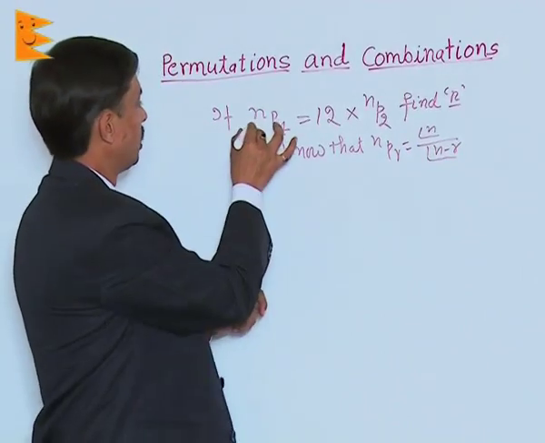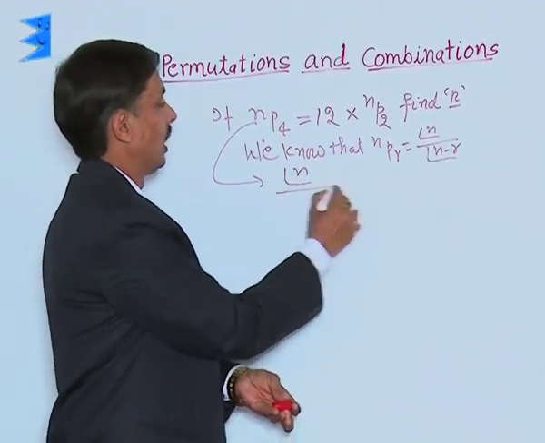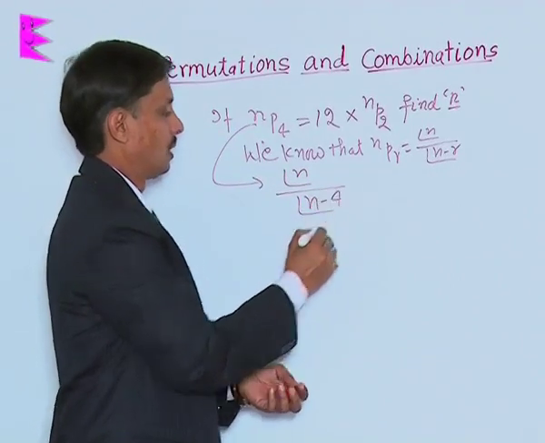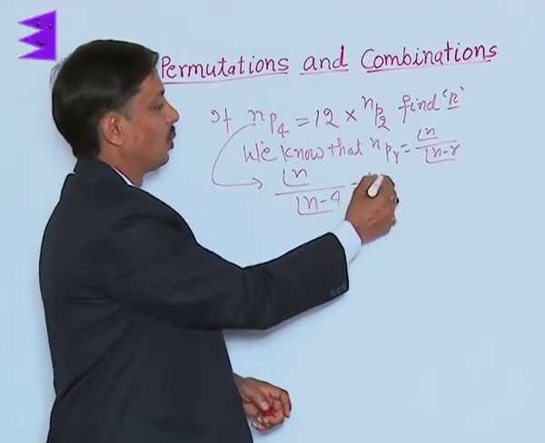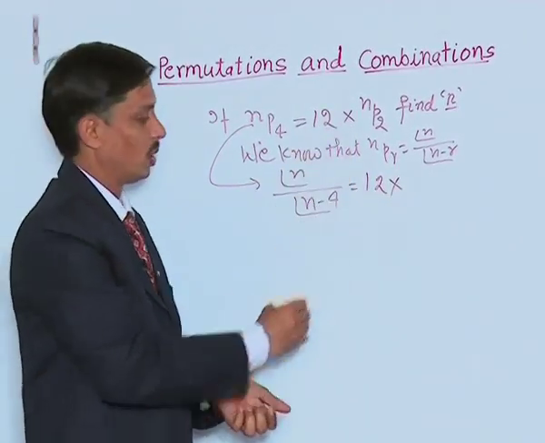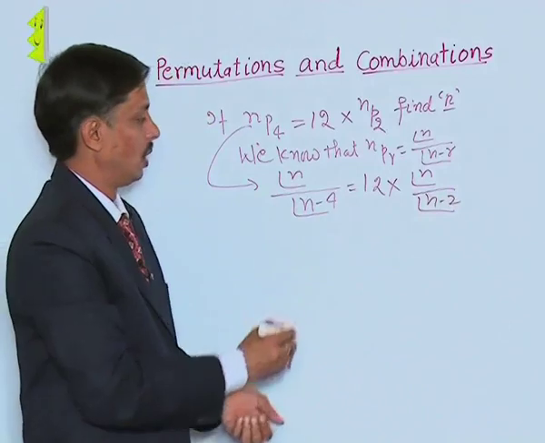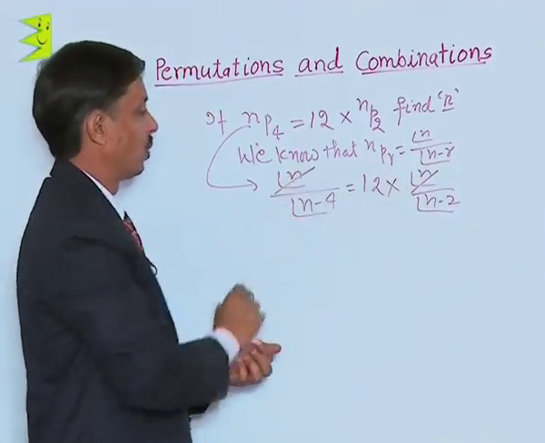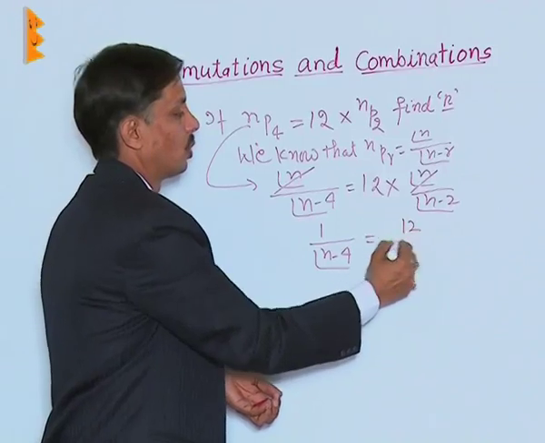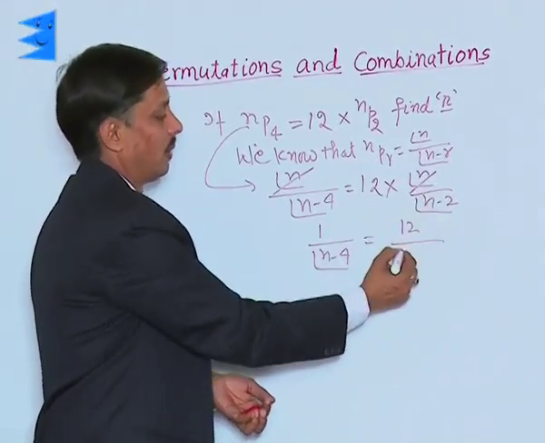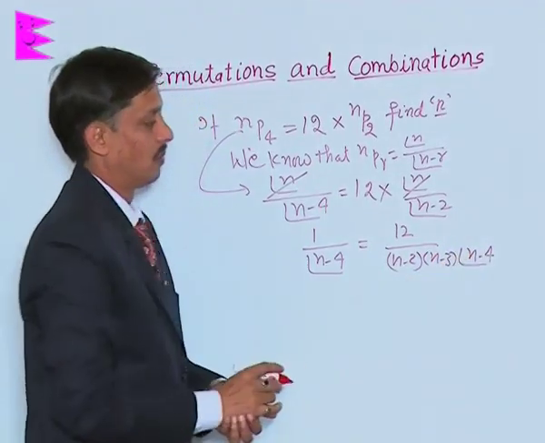So here in this problem, the left-hand side nP4 will be written as factorial n upon factorial n minus 4, because in this formula r is replaced by 4, which is equal to 12 into nP2, meaning factorial n upon factorial n minus 2. Factorial n gets cancelled. 1 upon factorial n minus 4 is equal to 12 upon what? We can write n minus 2, n minus 3 into factorial n minus 4.